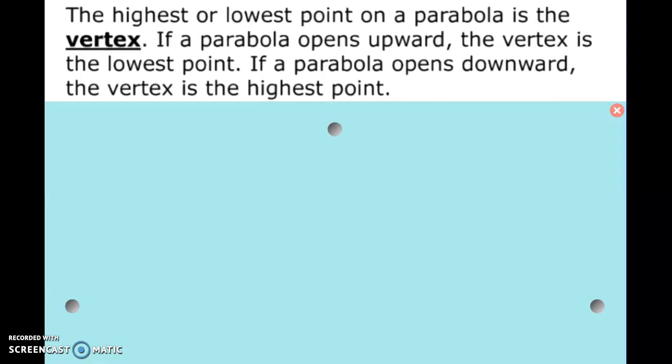Now the highest and lowest points on a parabola are the vertex. If a parabola opens upward, the vertex is the lowest point. If a parabola opens downward, the vertex is the highest point. So this is what that looks like.